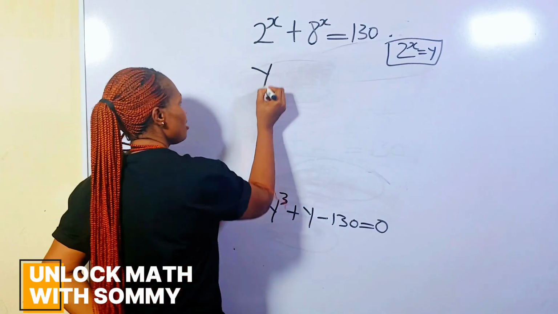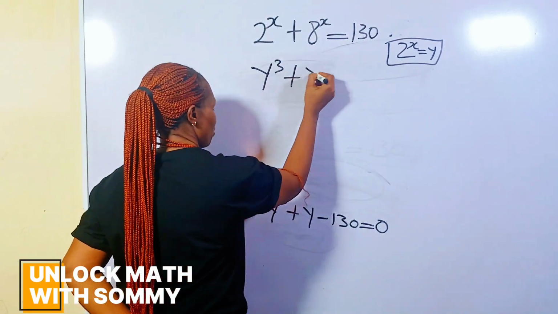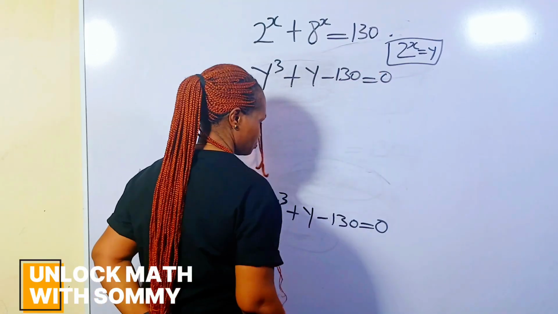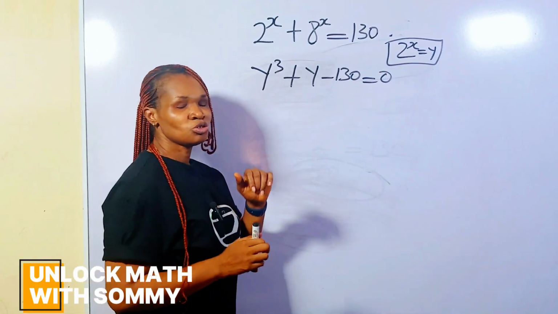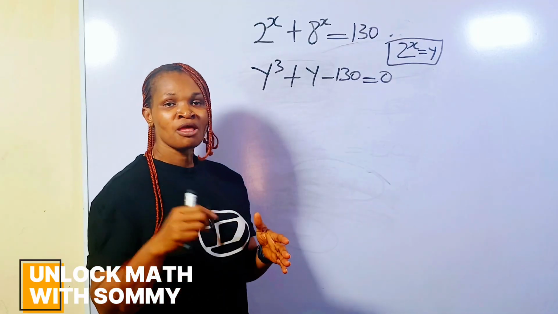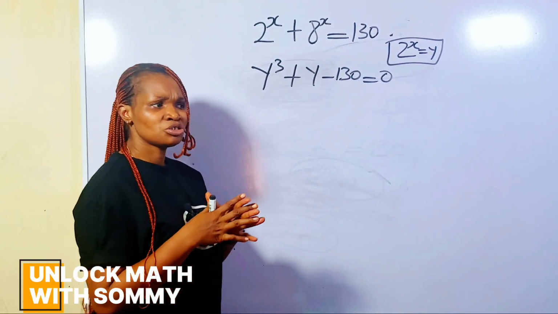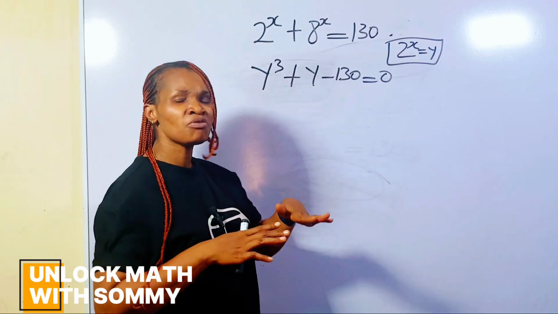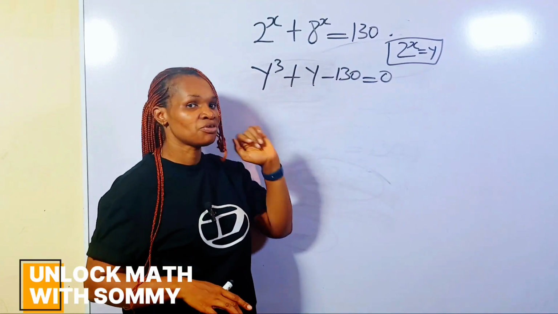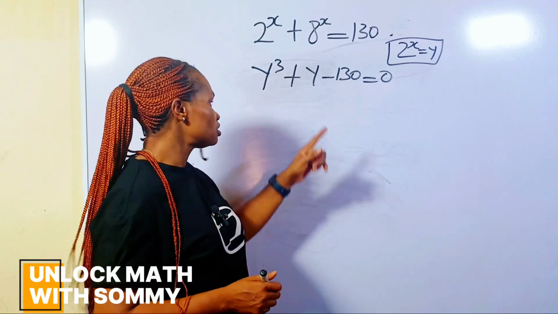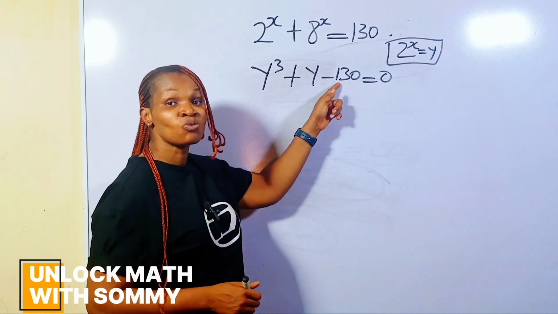Therefore, we now have y raised to the power 3 plus y minus 130 is equal to 0. For us to find the root of this equation, we make use of what is called the rational root theorem. And what does the rational root theorem involve? It involves getting the factors of the constant of the equation. And what are the factors of the constant of this equation? The constant of the equation is 130.